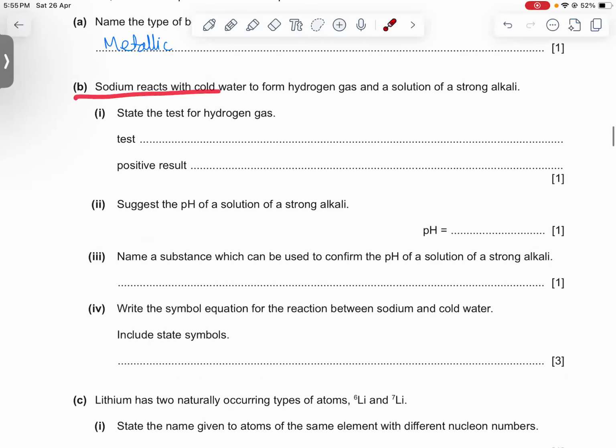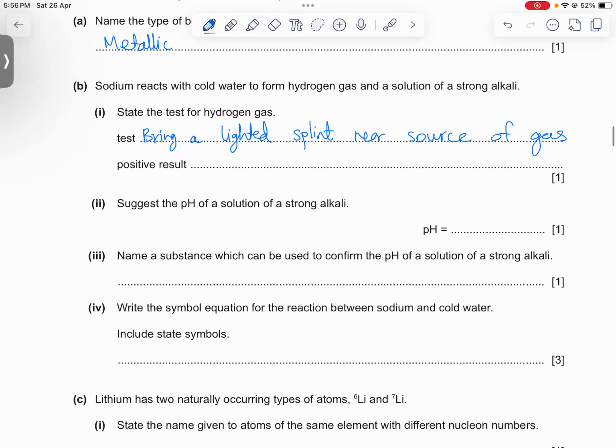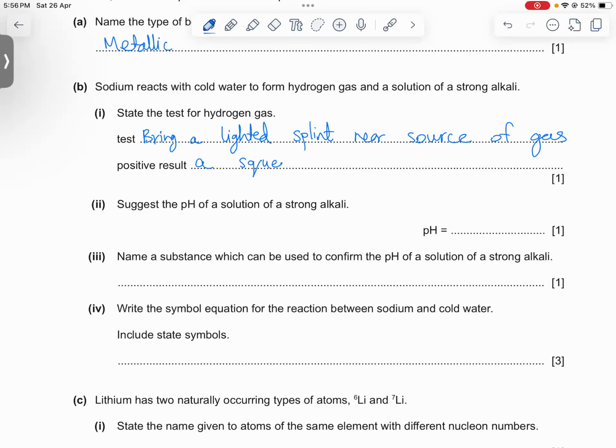Next question. Sodium reacts with cold water to form hydrogen gas and a solution of strong alkali. State the test for hydrogen gas. Bring a lighted splint near the source of gas, this is something you have to memorize. What is the positive result for it? The positive result for the reaction is a squeaky pop sound is produced.